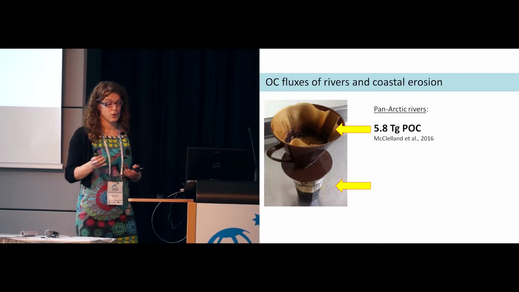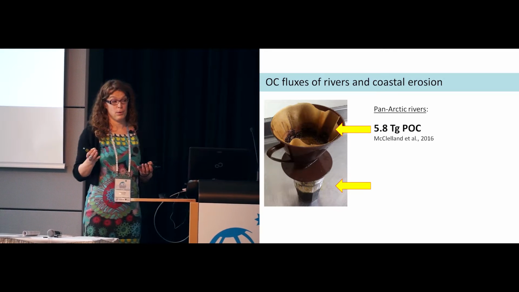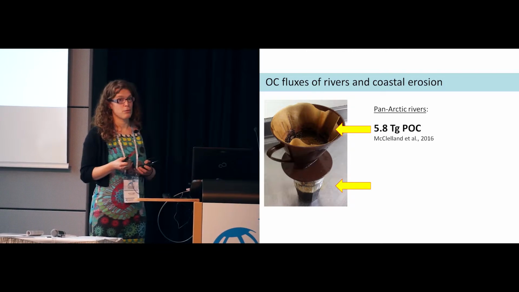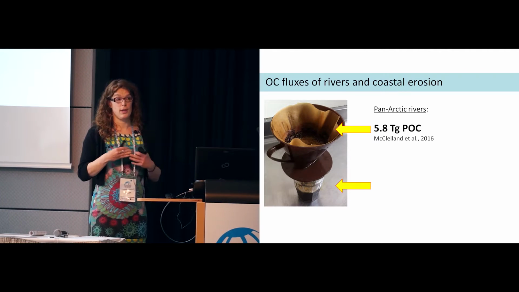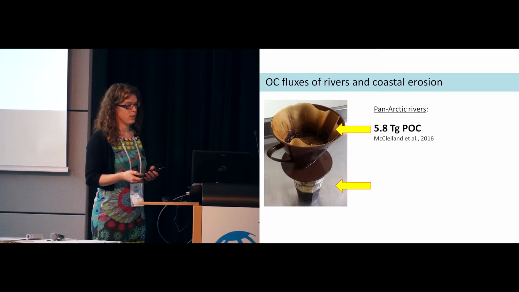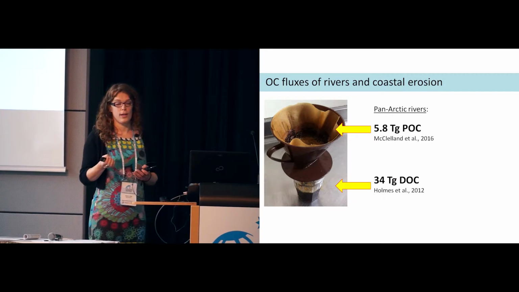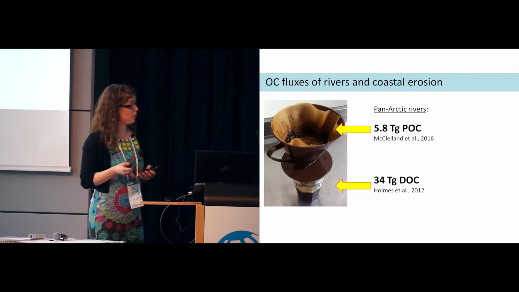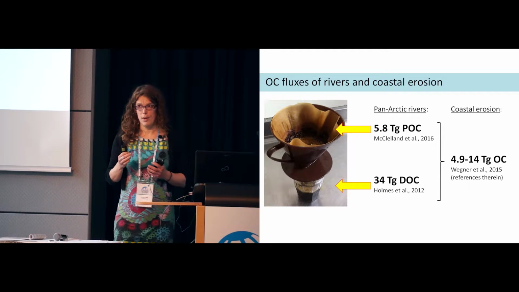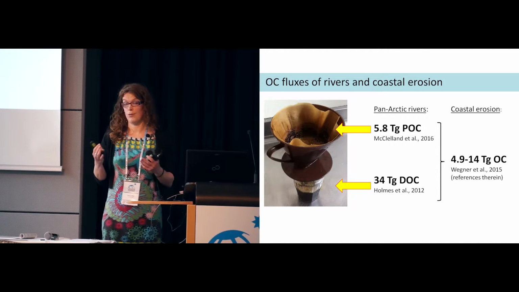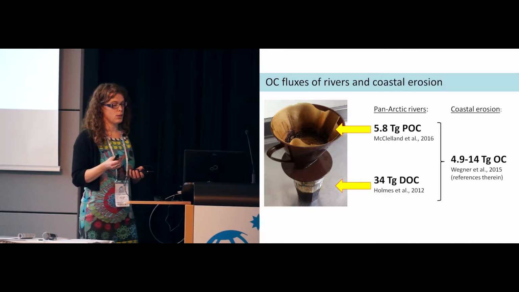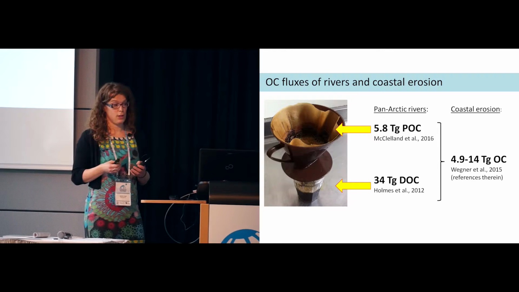For pan-Arctic rivers, these estimates are pretty well constrained. The amount of particulate carbon released at the river mouth into the Arctic Ocean is about 5.8 teragrams per year. DOC, dissolved organic carbon, is much more, about 34 teragrams. For coastal erosion, this distinction is typically not made because it's calculated from the amount of sediments and the organic carbon content. So this is released as both POC and DOC.